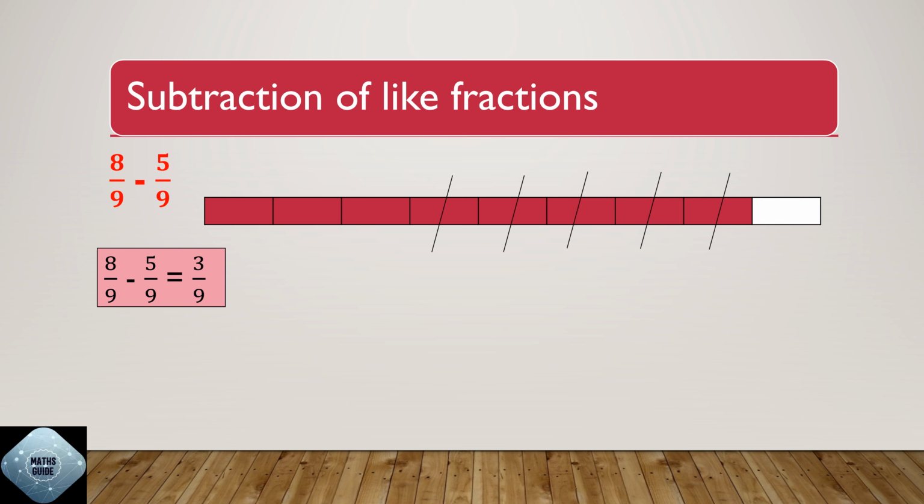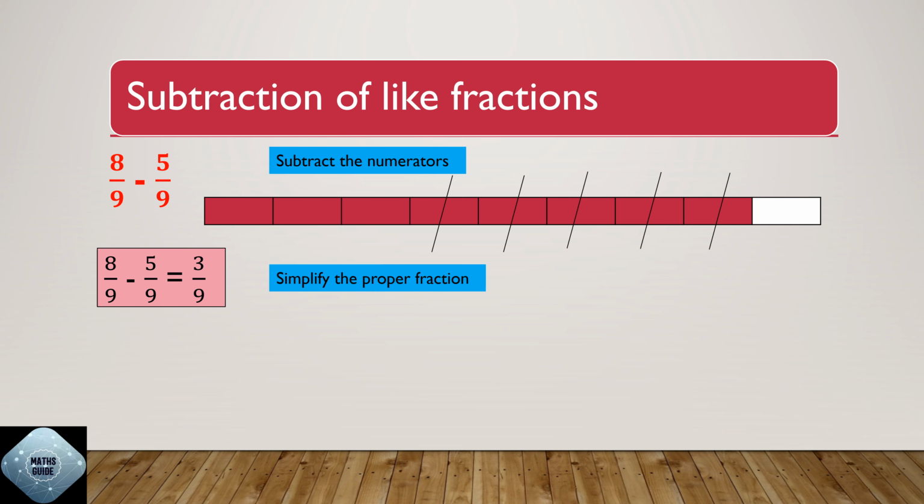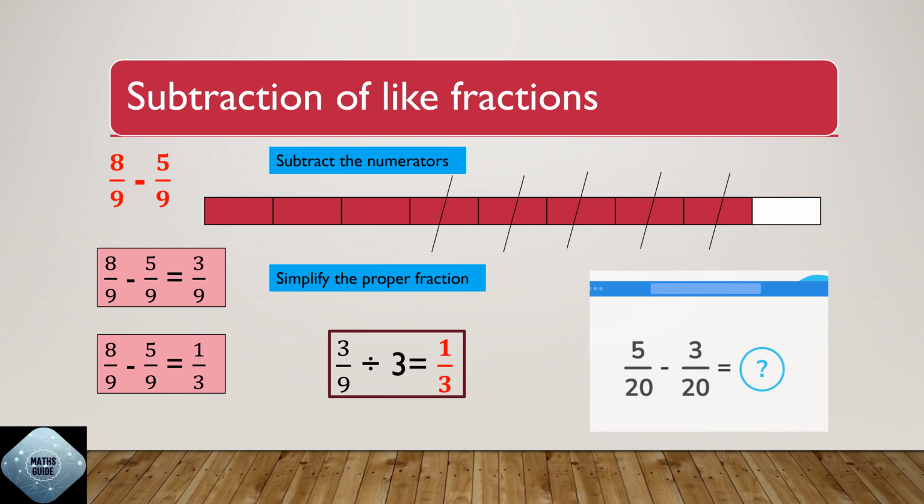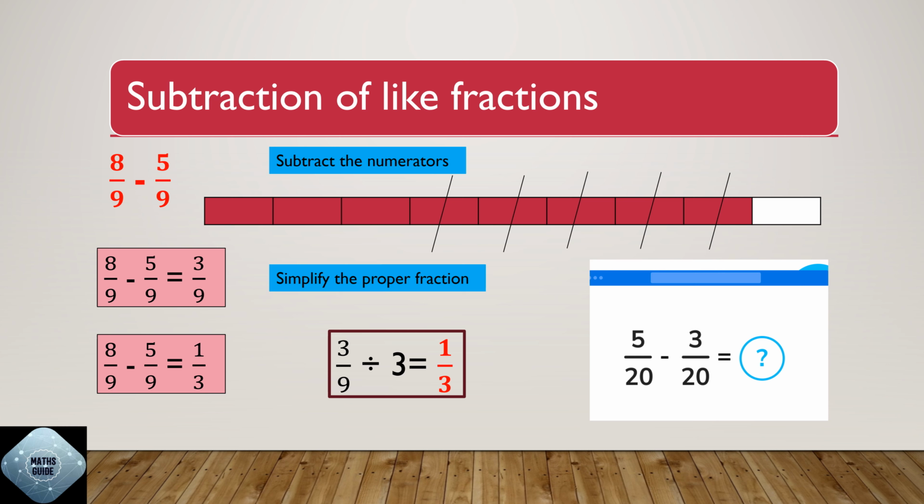Mathematically, as you know, in addition and subtraction, we add or subtract only the numerators and do not change the denominators. So by subtracting 5 from 8, we get 3/9. But it's not in a simplified or reduced form. So by dividing 3/9 by 3, we get 1/3, which is its simplest form. Now try this out. To learn how to simplify fractions, watch complete lecture 4. Link is provided in description.